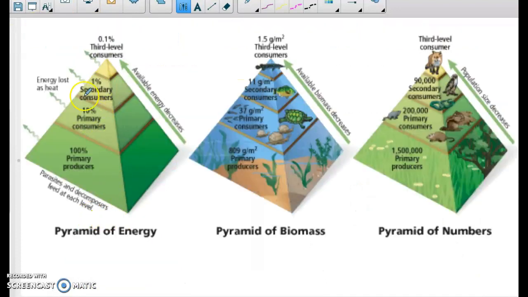So again, you have the pyramid of energy, showing how energy is used going through each trophic level and how heat is being lost. We have biomass, which looks at how much living tissue, in grams, there is in each trophic level. And then the pyramid of numbers is how many individual organisms are in that food chain.